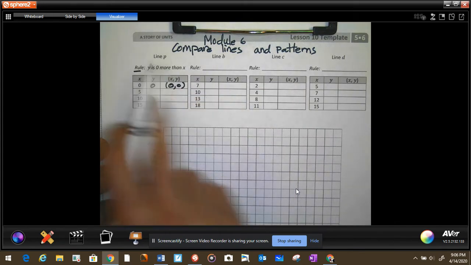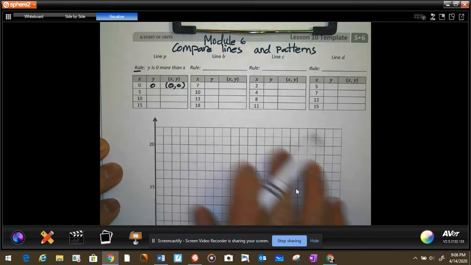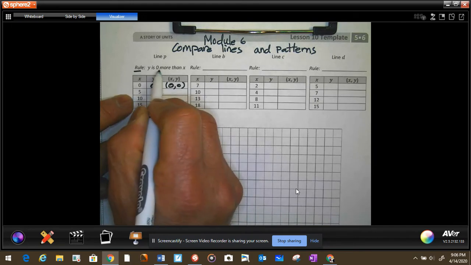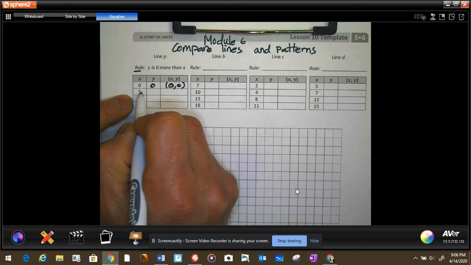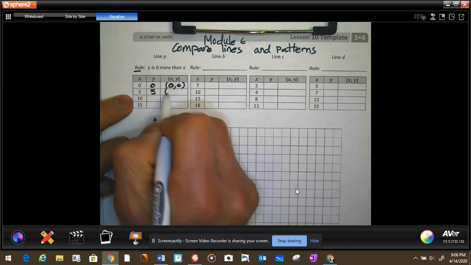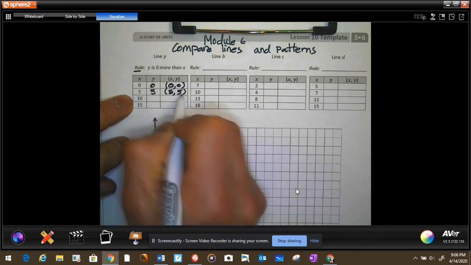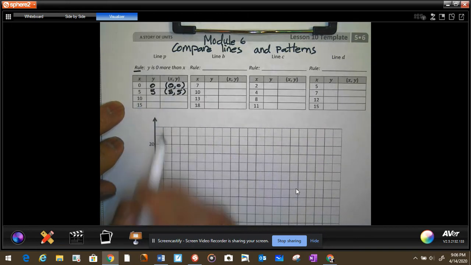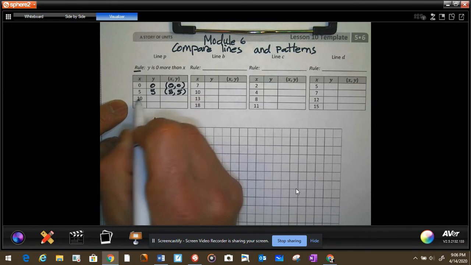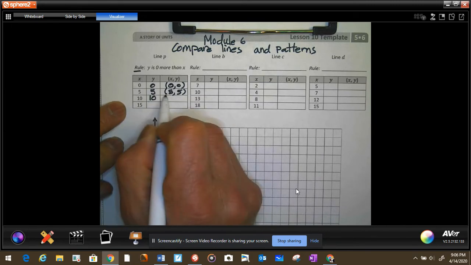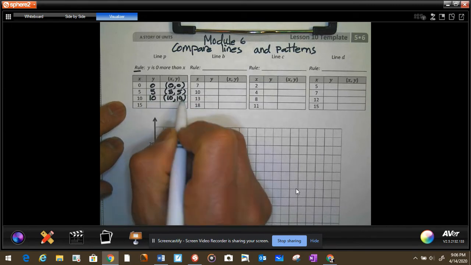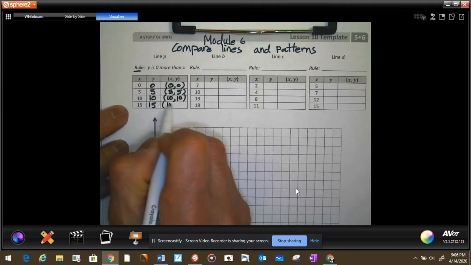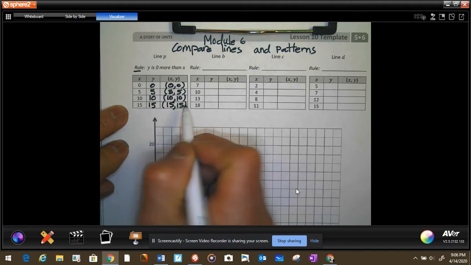And we're going to plot all these points on this coordinate plane. When x is 5, y has to be 0 more, so that will be 0 plus 5 equals 5. As you can see, because it says that y has to be 0 more than x, y is always going to be the same number. So it's going to be 10 and 10 because we're adding 0 to x. Then this is going to be 15, and so x and y are going to be identical.